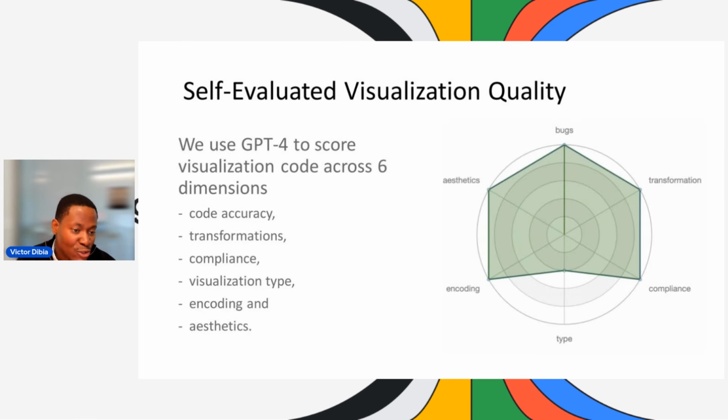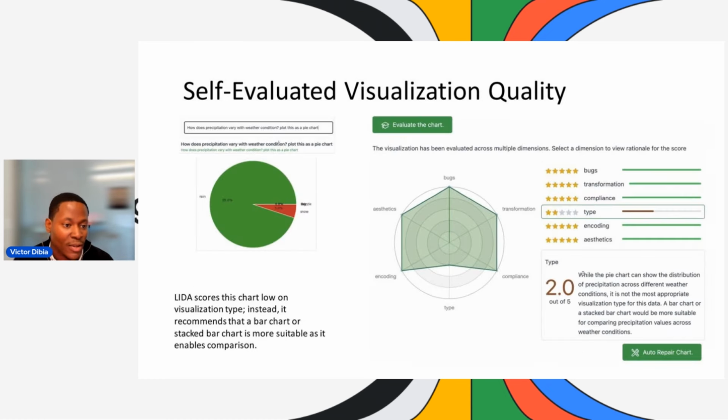Next, I also showed the ability of a model to self-evaluate code across multiple dimensions. And so we can use a much larger model like GPT-4 to compute the scores, as a way to evaluate the performance of smaller models.